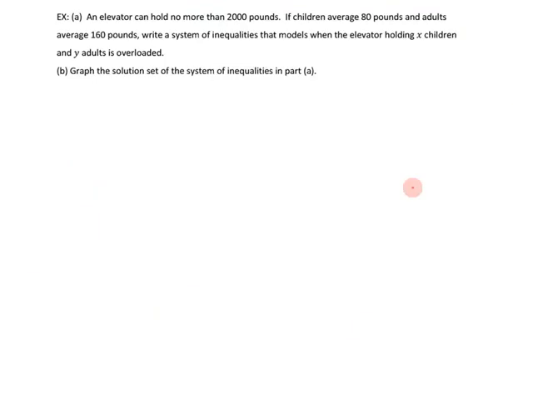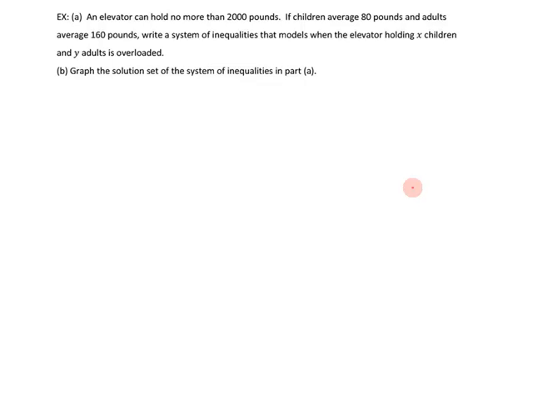Now we finish off this section and this chapter with a word problem where we're going to be given a situation that we can model with a system of inequalities. We want to look at the region that satisfies the system. We have an elevator that can hold no more than 2,000 pounds.